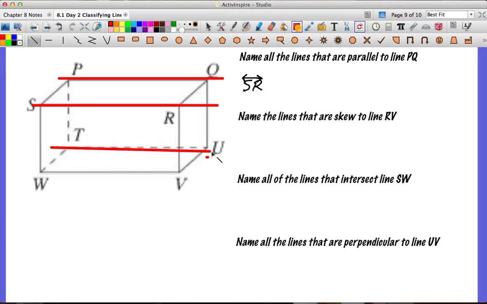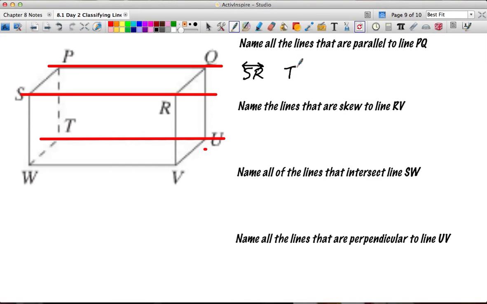So I go down here and I look at line TU. Line TU and line PQ are always the same distance apart. They never touch. They're on the same plane. So line TU is another line that is parallel to line PQ.